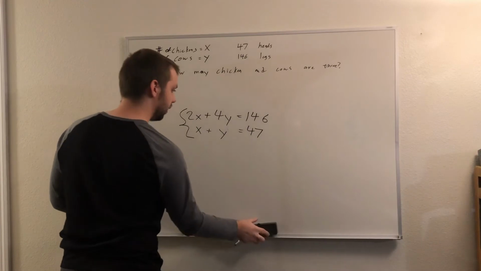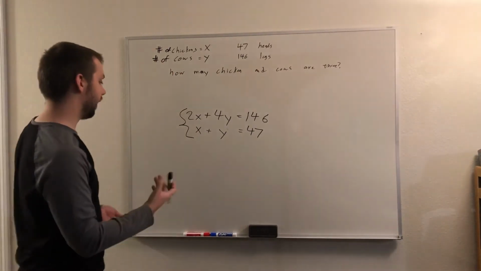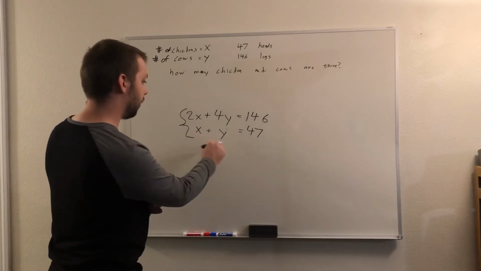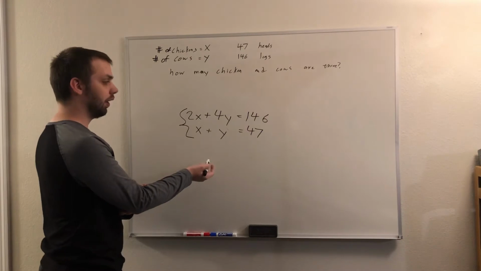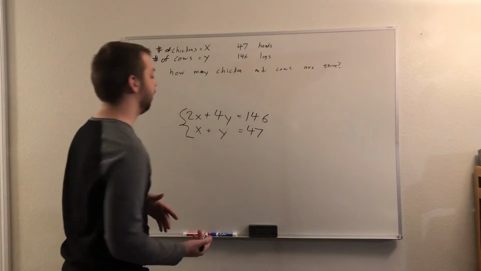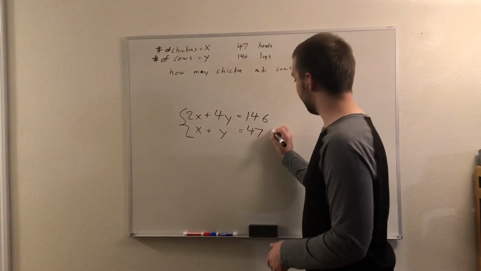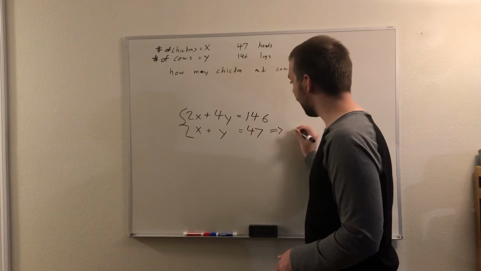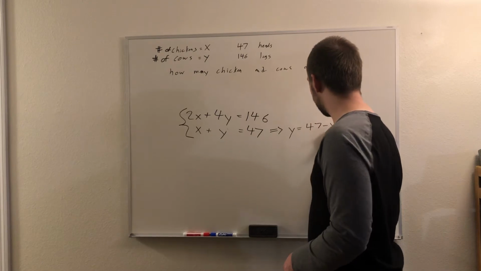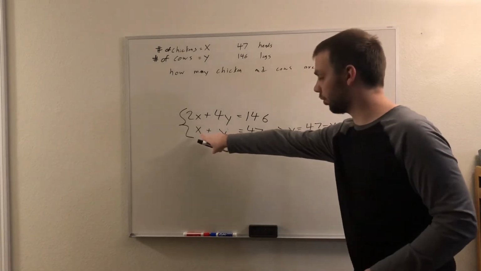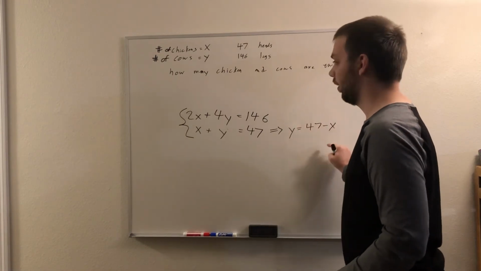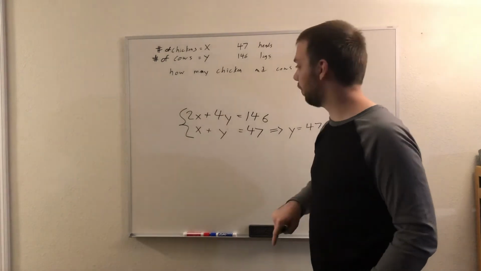Okay, so how do we solve this? Well, let's take this equation here and solve it for y or x. It doesn't matter which. I'm going to do y because I feel like it. So from this, with some basic algebra, we can get that y equals 47 minus x, right? So we subtract x from both sides. Okay, so now we know what y is in terms of x. So let's plug it into this equation up here.